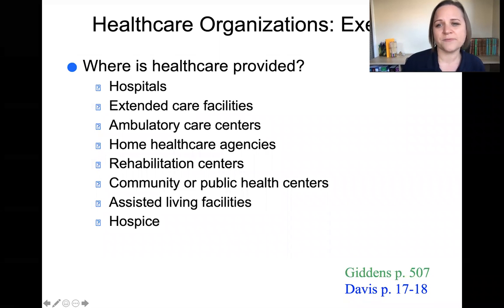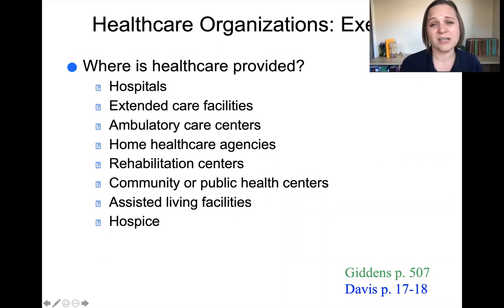So our exemplars for healthcare organizations is really just where healthcare is provided. Your Davis text back in chapter 1, which we read way back in the first week of 107, has 2 pages here that really talk about where healthcare is provided. It was a while ago since we read that, so I would encourage you to flip that open and read back through that. We provide healthcare in hospitals, extended care facilities, ambulatory care, which is like day visit things, not overnight, home health, moving healthcare from the hospital setting to the homes, rehab centers, community health centers.